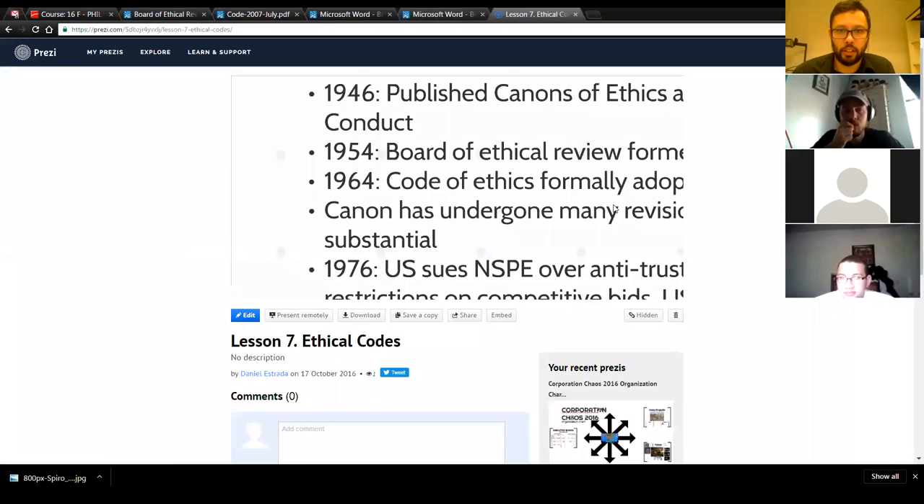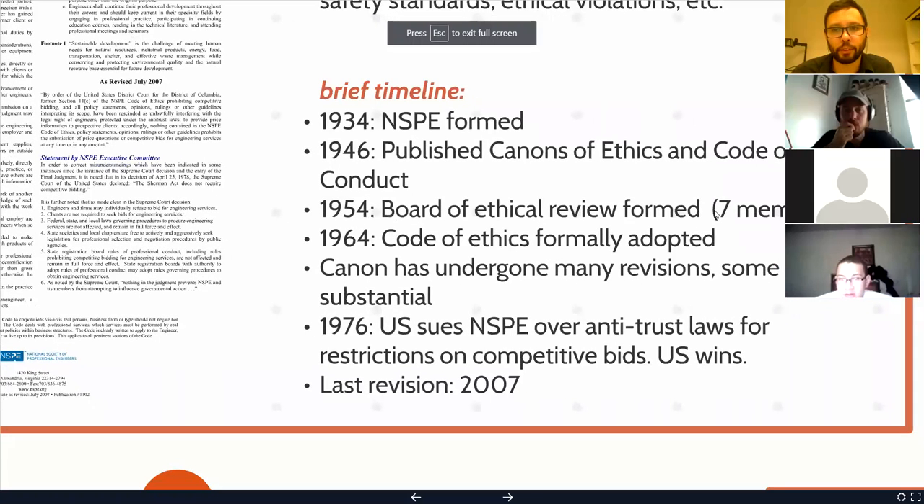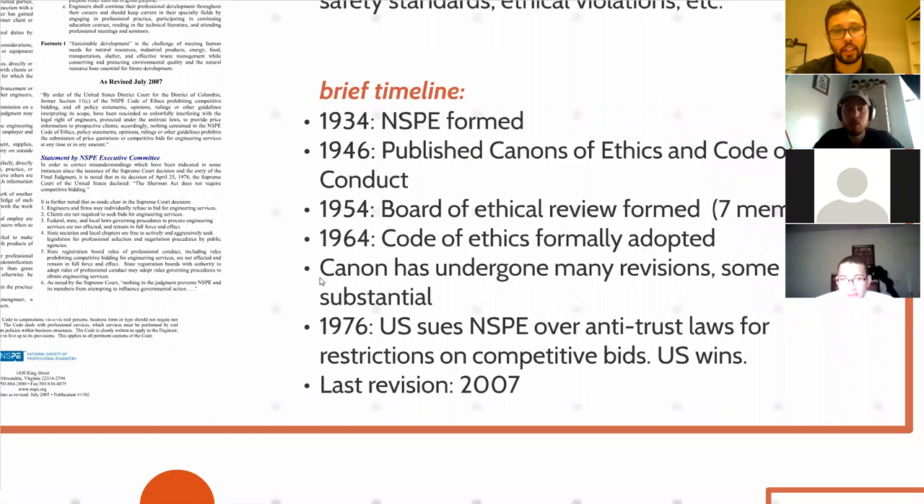All right. So 1954, the Board of Ethical Review was formed, where they start issuing cases. 10 years later, the Code of Ethics is formally adopted. So it's not just published in their newsletter, but it's formally adopted as part of the standards for the profession in 1964.